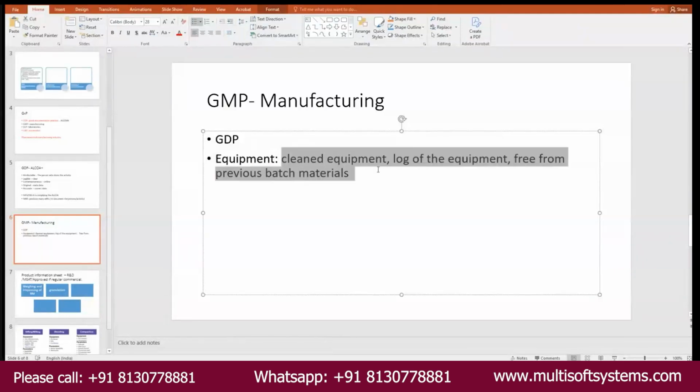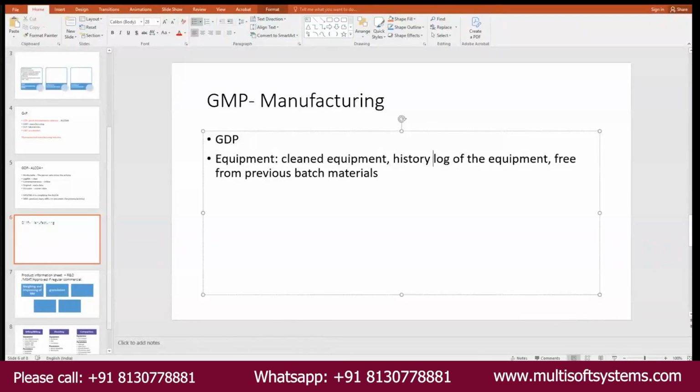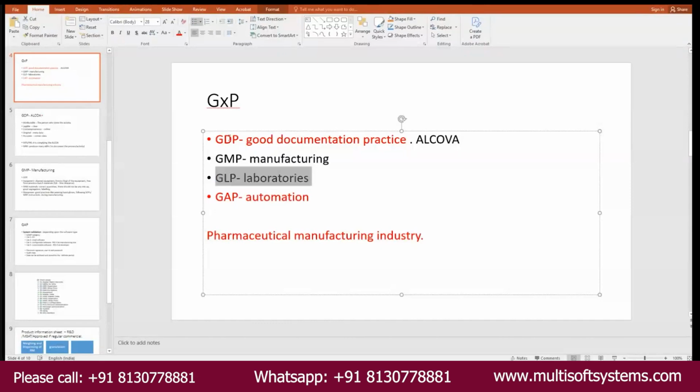It should be cleaned, and it should be maintained with a log, meaning the history of what batches were run. The log of the GXP is nothing but documentation, manufacturing, laboratory, and automation practices. So these are all the four major important things in the pharmaceutical manufacturing industry.